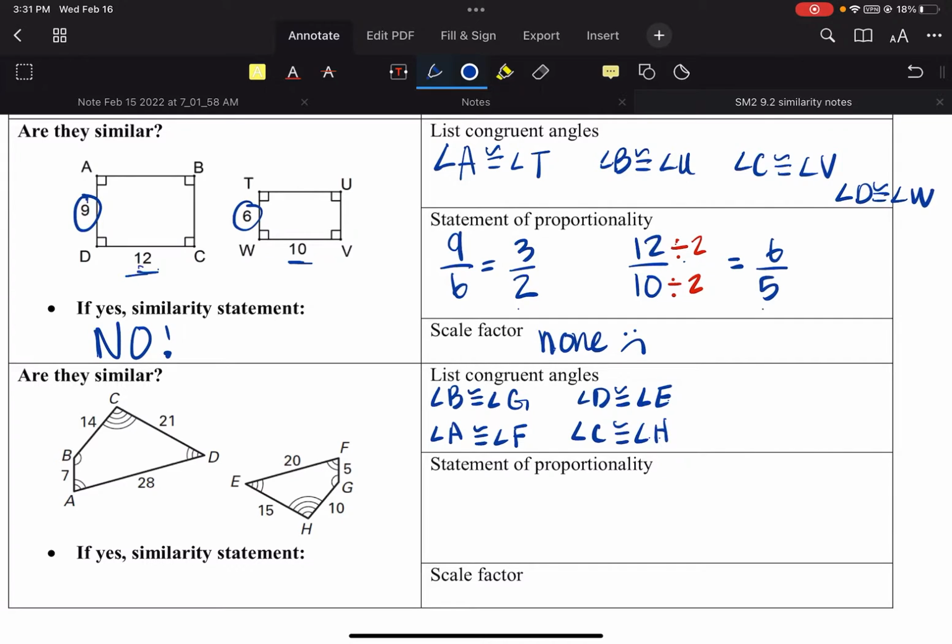So I found that my shape has 4 congruent angles. So I've got the first piece of similarity. All the corresponding angles are congruent. Now I need to check my corresponding sides.